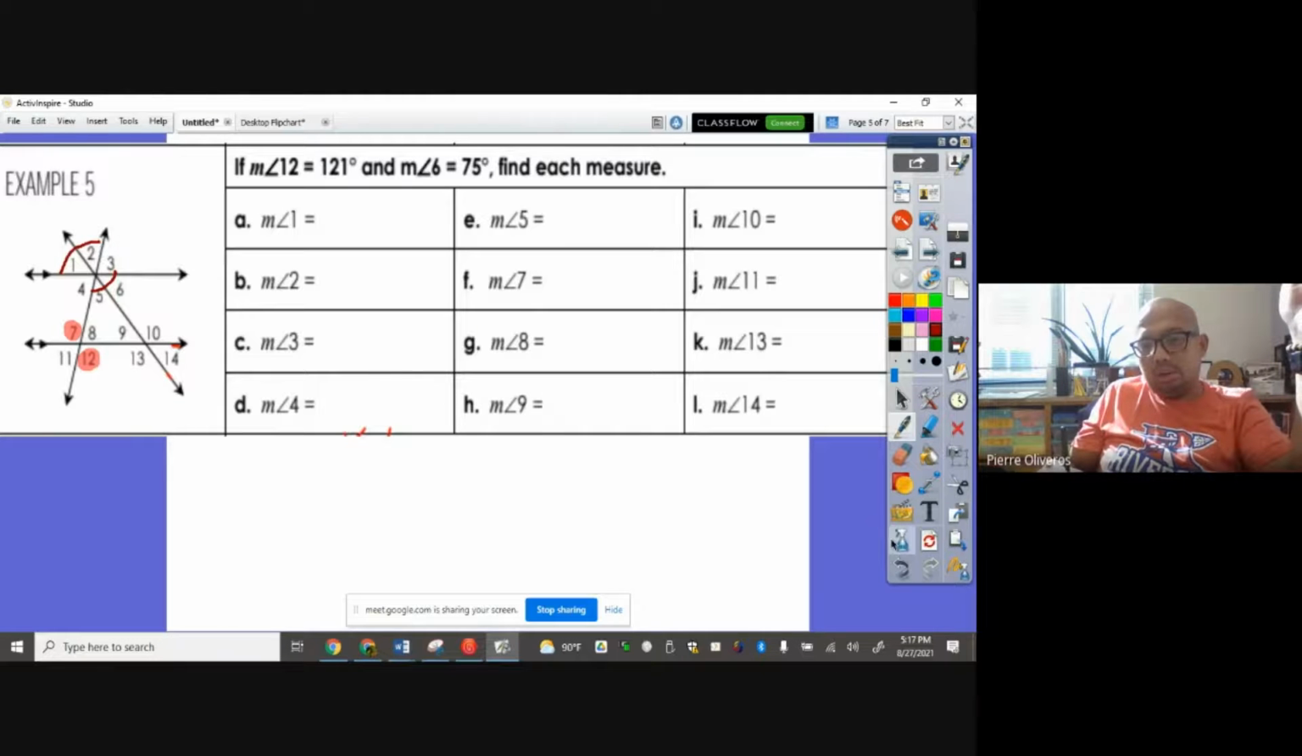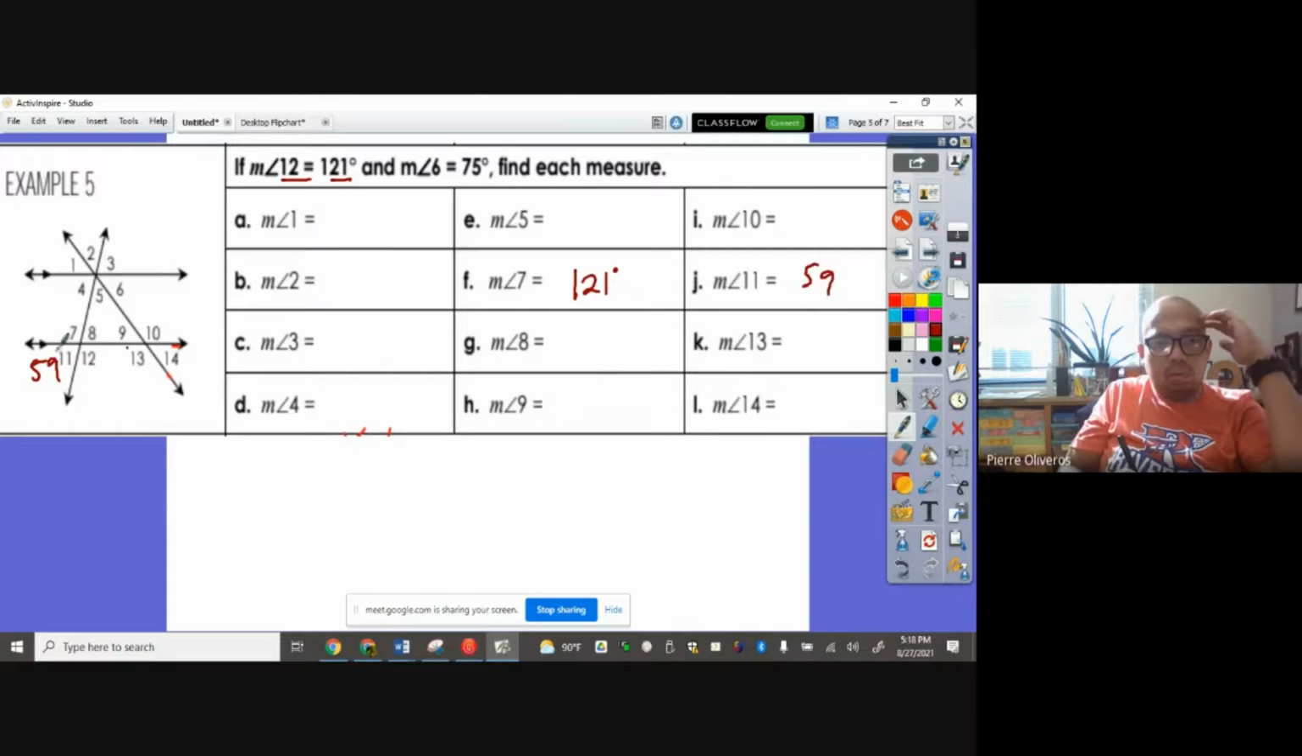Okay, so I know already that angle 7 and 12 are going to be equal. So if 12 is 121, I know this is 121 degrees also. Clear? Next, if this is 121, we know that it's a linear pair. We know that angle 11 and 12 are a linear pair. If angle 12 is 121, for me to get angle 11, 180 minus 121 will give me 59. So therefore, this is going to be 59. Angle 11 is 59.